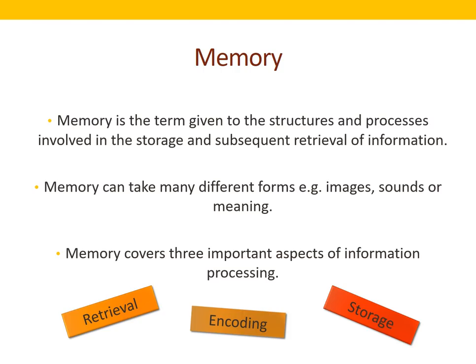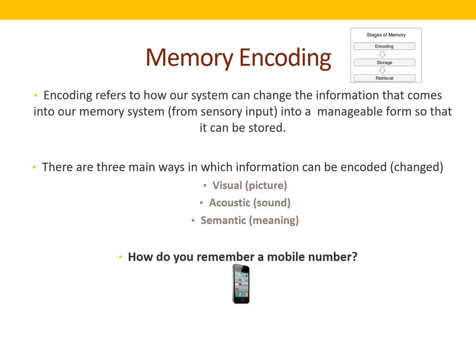So the first part of you forming a memory is your encoding. Your encoding refers to how your system changes information that comes into your memory system. So you've got things that are happening in your environment, and all that's coming into your system through the senses. So smells, sounds, tastes, sights, feel, all these things are coming in through those systems.